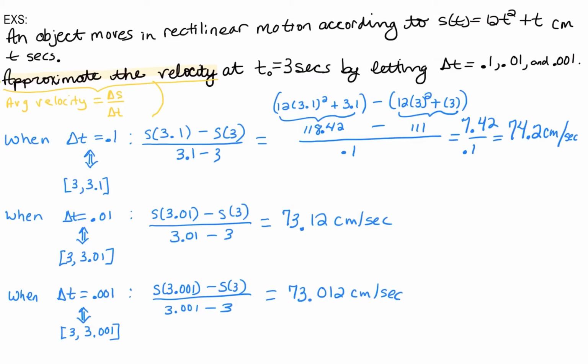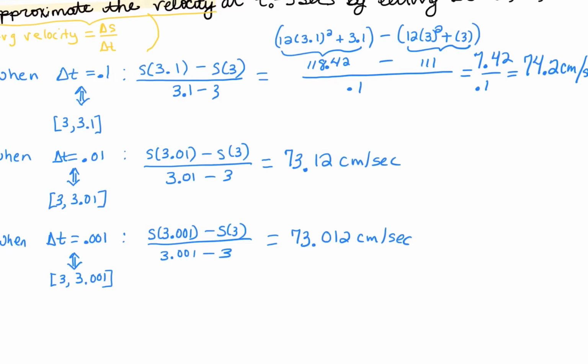All right. So as we look at this, we should be able to observe as we look at these values that we're letting that change in time get smaller and smaller and smaller, or we're letting that second t point get closer and closer and closer to t sub 0, or what we used to call c, get closer and closer to 3. And so if I was to make a hypothesis at this point, if I was to look at these values, 74.2, 73.12, 73.012, I might make an observation, based on these values.